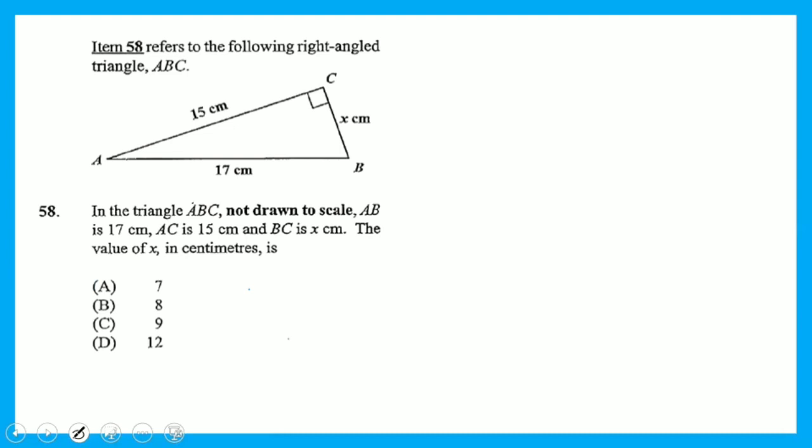Right angle triangle again. AB is 17 centimeters, AC is 15 centimeters, BC is x centimeters. We're told to find x. We're looking at the relationship between three sides of a right angle triangle, which means we're going to be using the Pythagoras theorem, which says that the hypotenuse squared is equal to the sum of the squares of the other two sides.